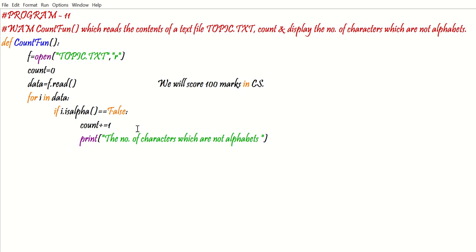The number of characters which are not alphabets are, and then count, and then this we must write. Okay, now after this what should be done? We must close it, f dot close off, and after closing we must call the function.